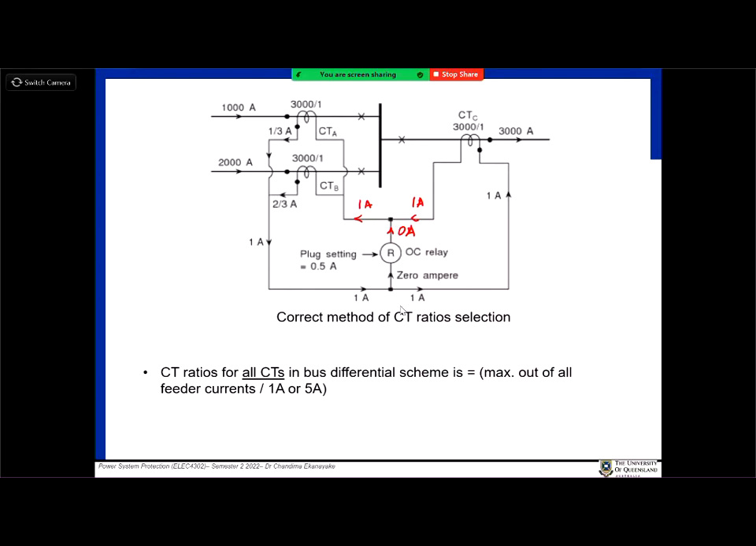So the ratios for all buses should be the same. That is very important here. If there are no transformers in between, you go for the same CT, but remember, we can't go for the lowest. We should go for the highest rating one. That is an important thing to remember when you are selecting CTs for bus protections.